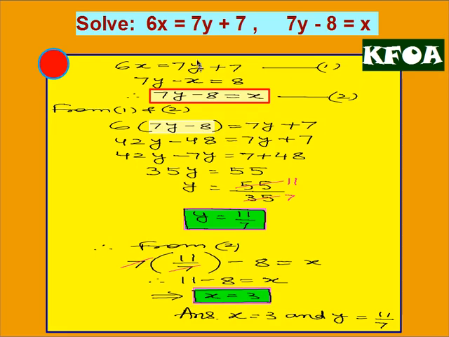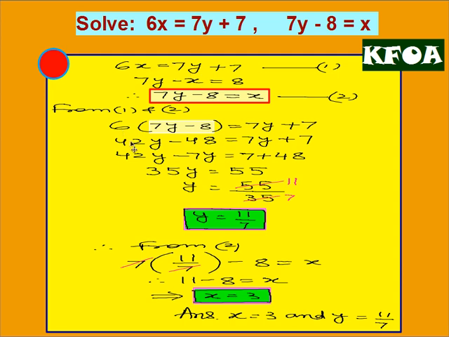Now here, this is simple. 6x is 7y plus 7, and here 7y minus 8 is x. So why should I disturb this equation when I already got the value of x? So x is equal to 7y minus 8. I will substitute in equation 1. So it became 6 into (7y minus 8) equal to 7y plus 7.